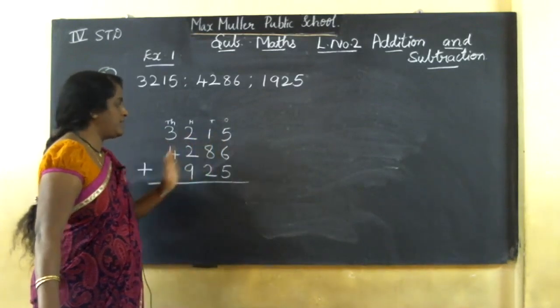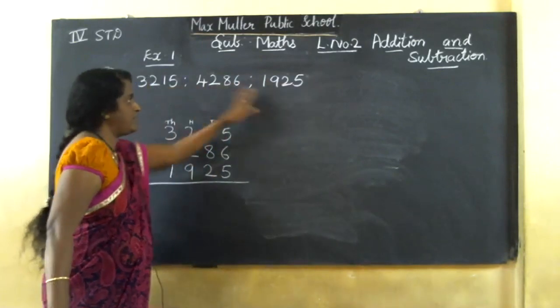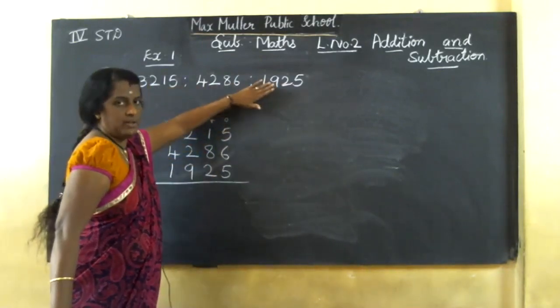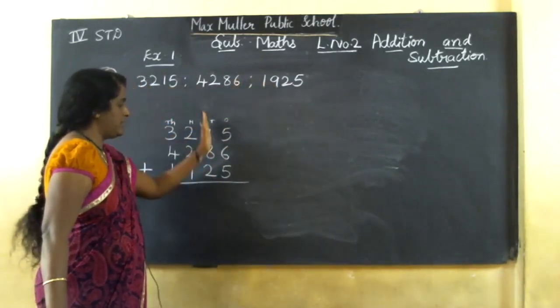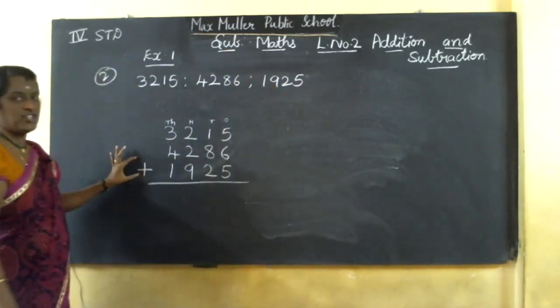I have arranged vertically. This is horizontal. In the textbook they are again horizontal. You should write in vertical. Vertical you should arrange and then add.